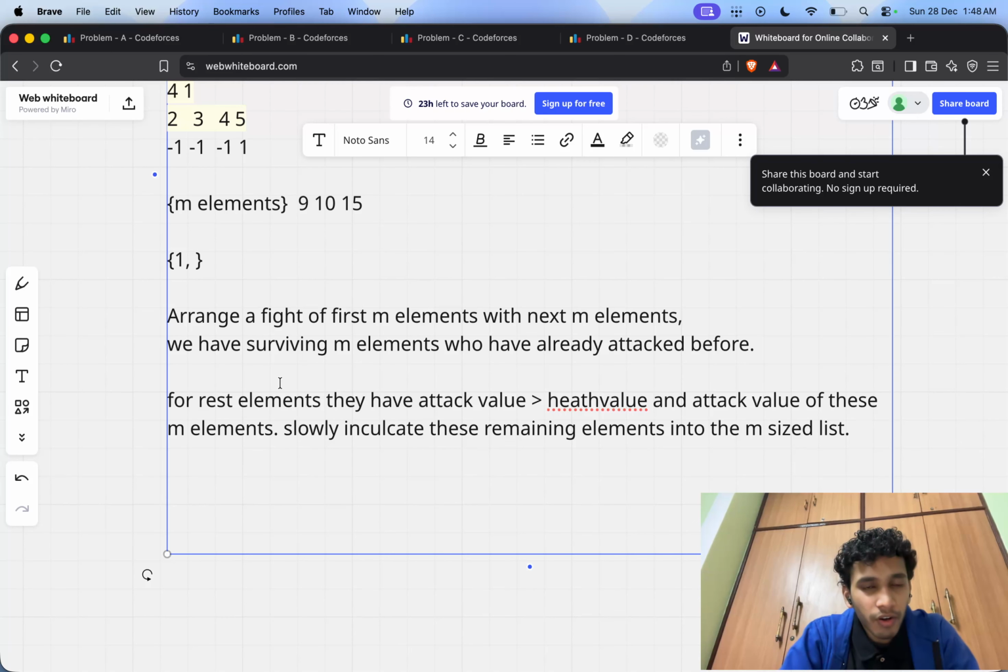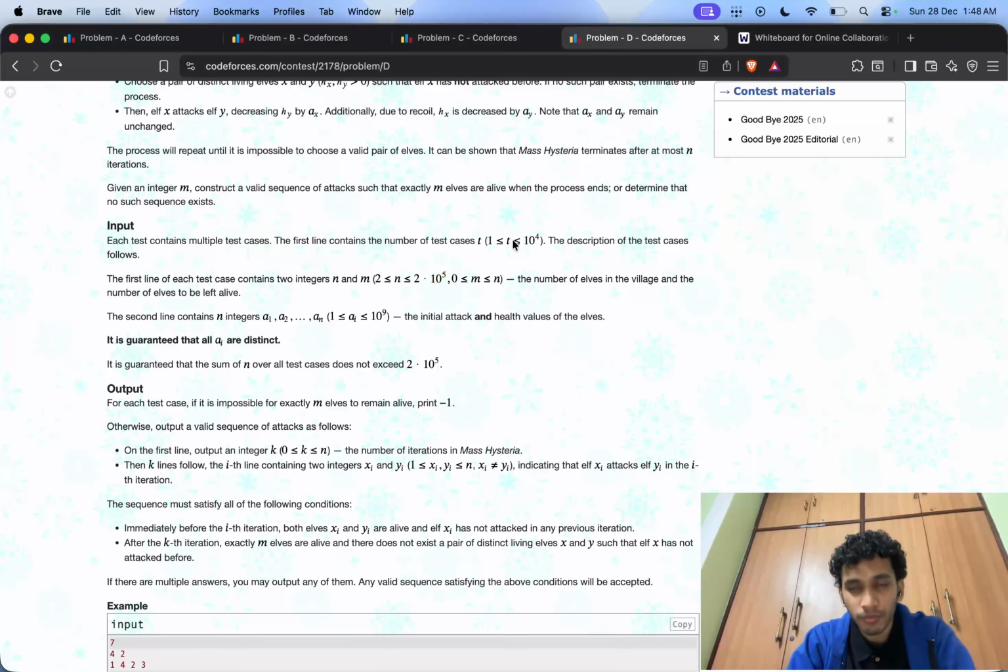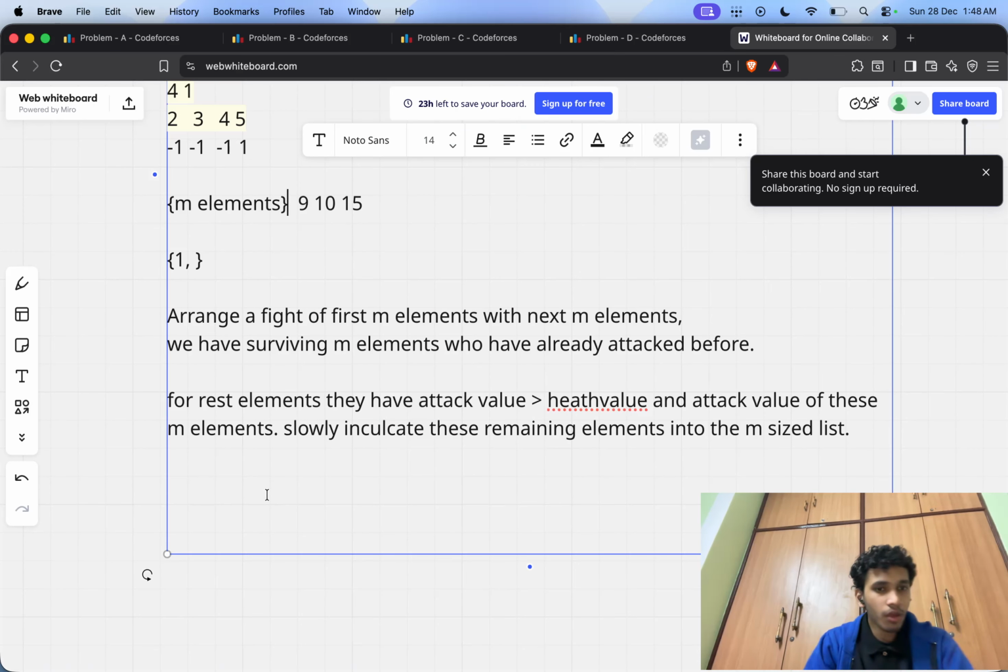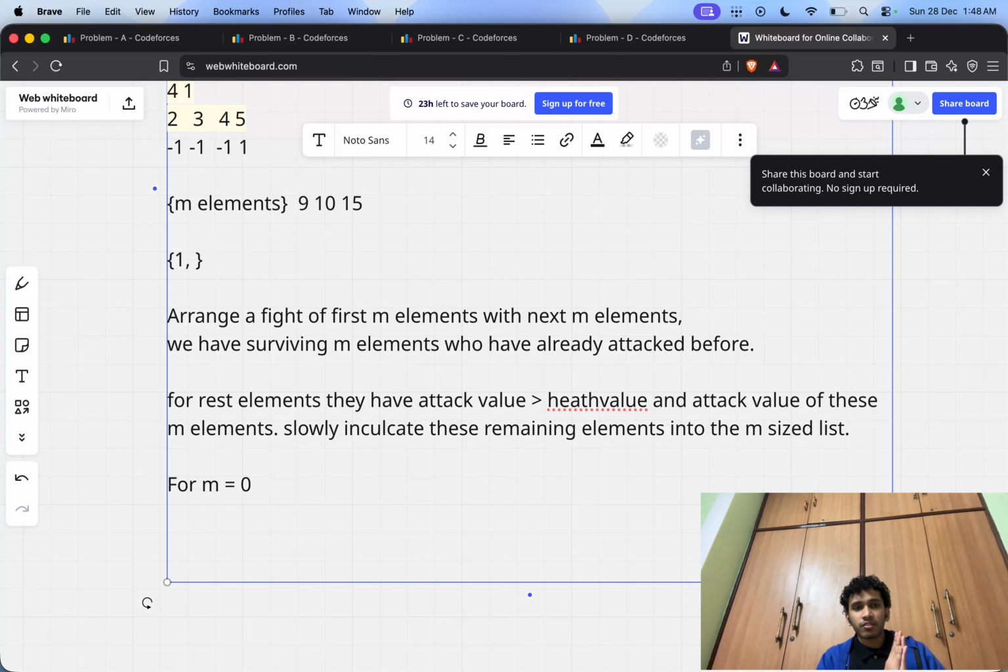No. We have already decided that such m elements should exist. Okay, there is at least one element that will fight with this 9 to be inculcated in this list. What if there is no element? That is, the value of m is 0. We have an extra case for m is equal to 0, which is an edge case for sure. We need to have a construction for this as well.